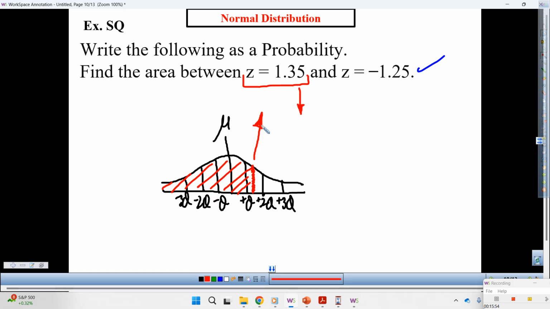All right, Austin, what'd you get? Point what? 1115, which turns into 91.15%. Hands if you got that. All right, not bad.